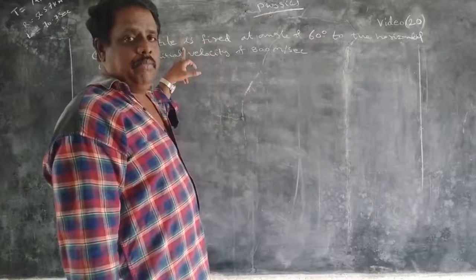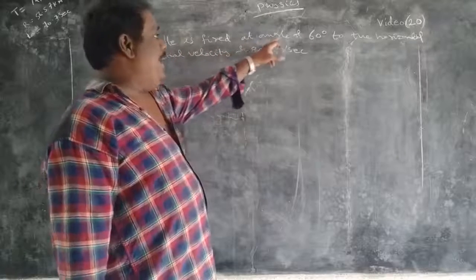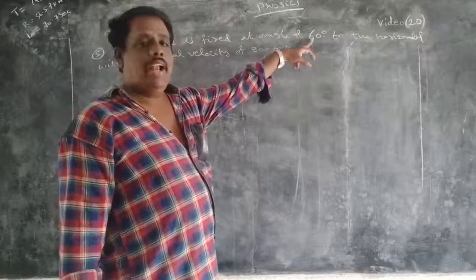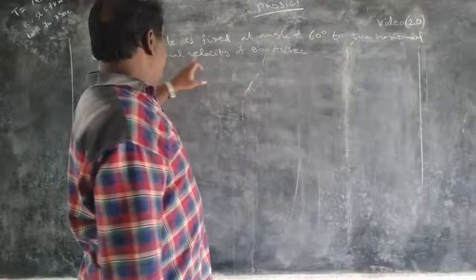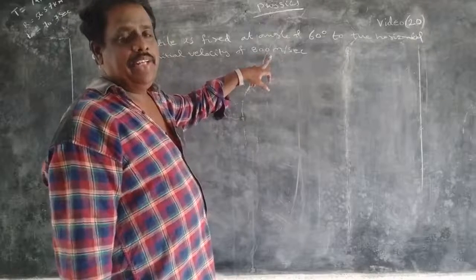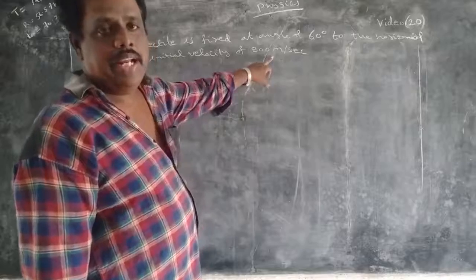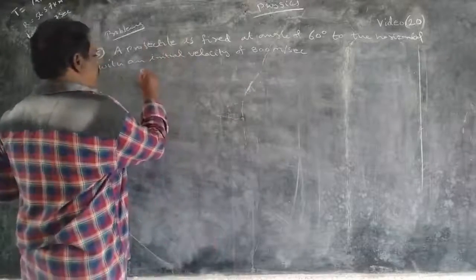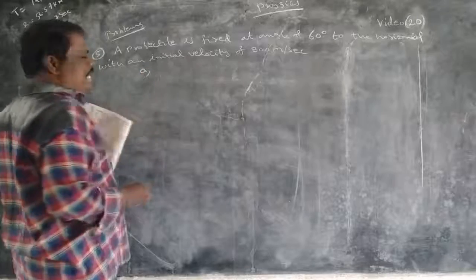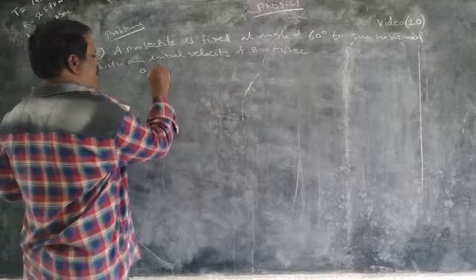Projectile means projected upwards, other than 90 degree. That is angle theta, they are given. Angle of inclination 60 degree to the horizontal. The initial velocity should be denoted with u, also they are given 800 meter per second. What do we have to find from this? There will be three cases they are given. First one, find the time of flight.